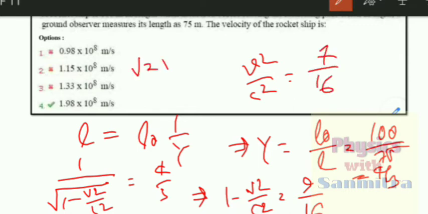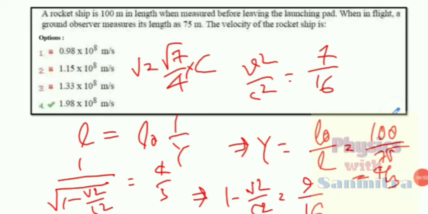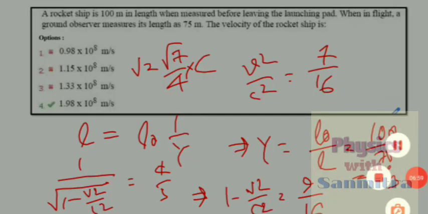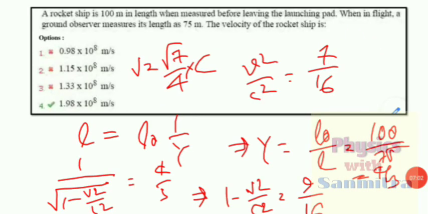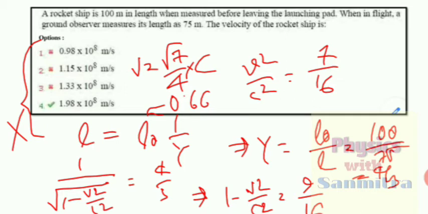So v will be root over of 7 by 16, that is root over of 7 by 4 into c. So what is root over of 7 by 4? That is coming out to be almost 0.66. It is 0.66, and none of the options are correct. So this question was a wrong question, and marks were awarded to all.